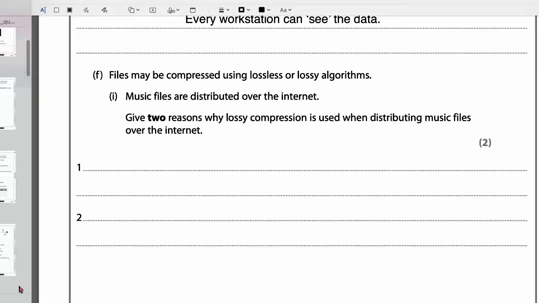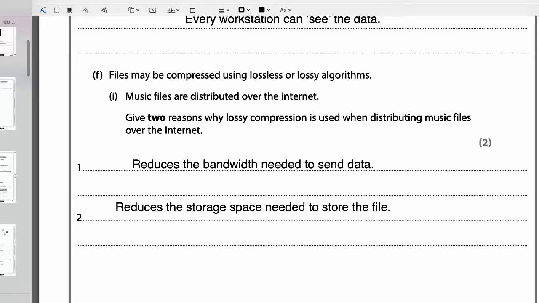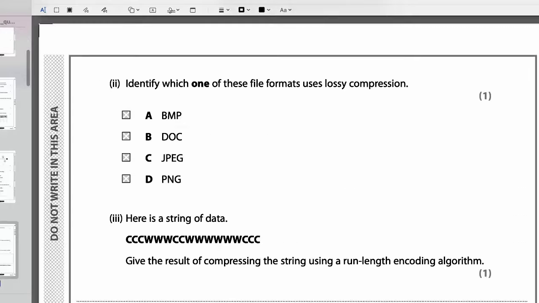The reason why you would go through that is because you make the file smaller, which is going to reduce storage requirements and also reduce the bandwidth needed. So put for my answer there, reduce the bandwidth needed to send data, reduce the storage space needed to store the file. 2. Identify which one of these file formats uses lossy compression is, of course, JPEG.